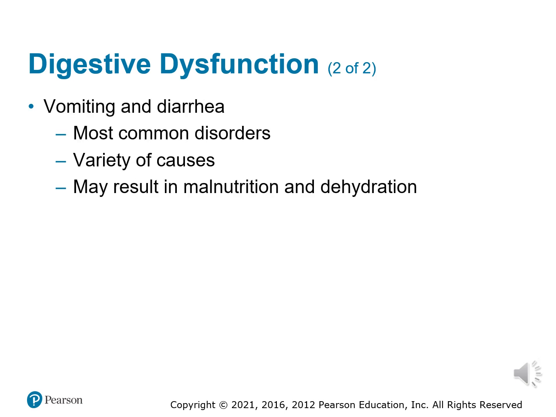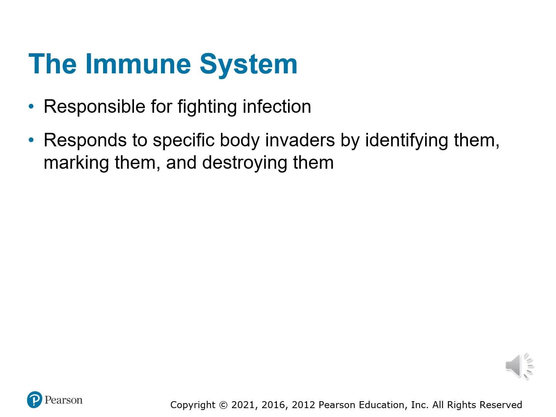Vomiting and diarrhea are the most common disorders. There's a variety of causes, and they may result in malnutrition and dehydration. Next is the immune system, which is responsible for fighting infection. It responds to specific body invaders by identifying them, marking them, and then destroying them.